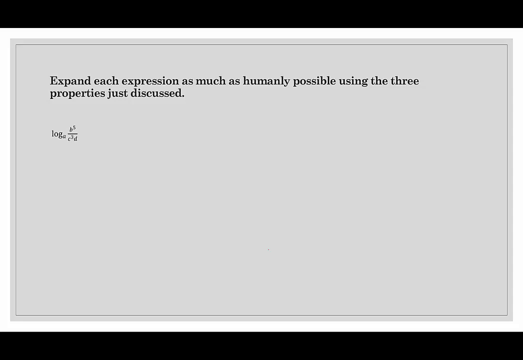Okay. So how are we going to expand this? We're going to use those properties. So I see we have three different bases. There's base b in the numerator, base c in the denominator, and base d in the denominator. So the first thing I might do is just separate those.